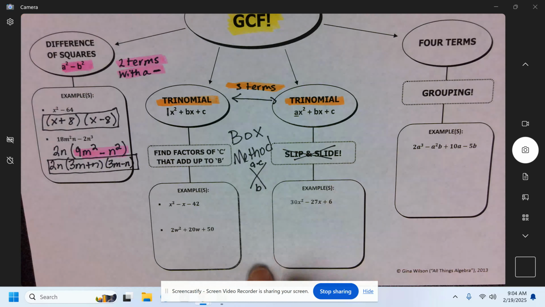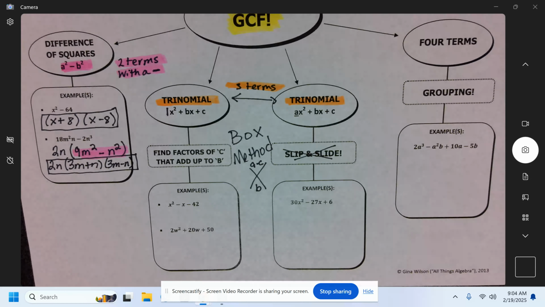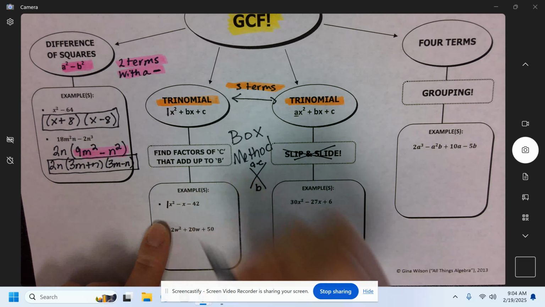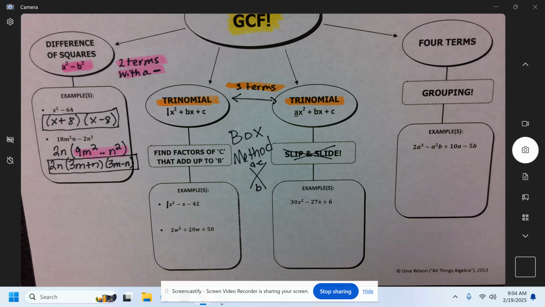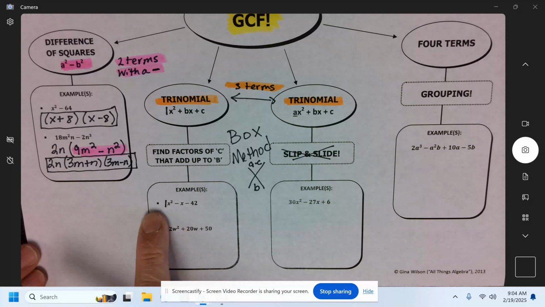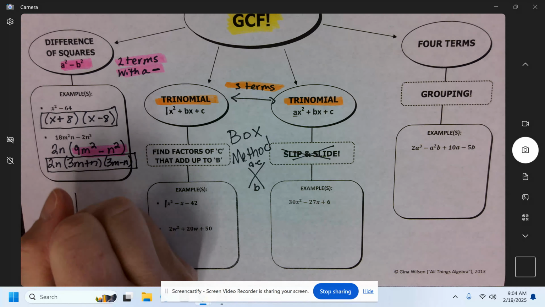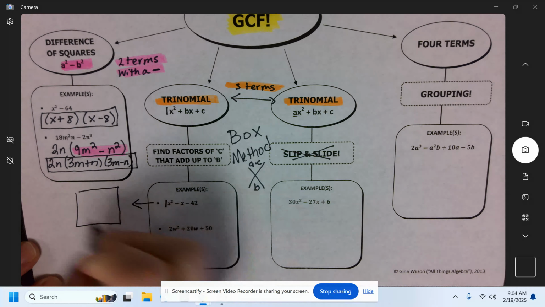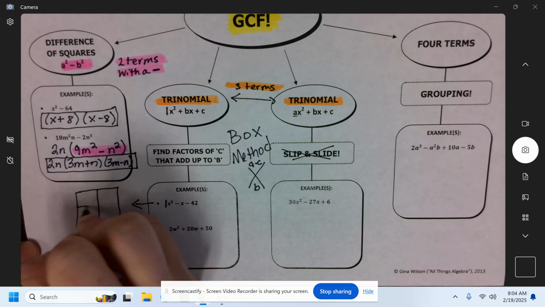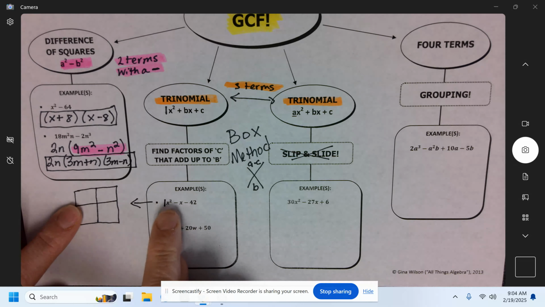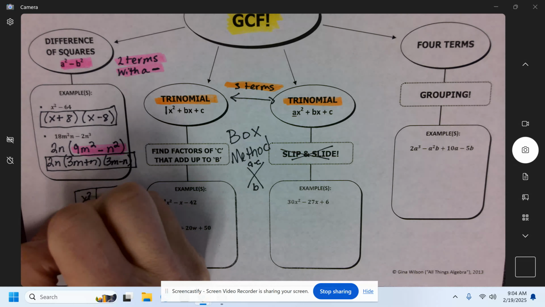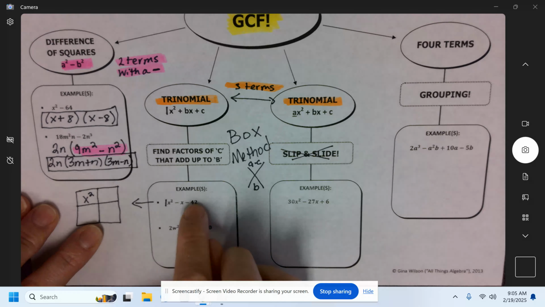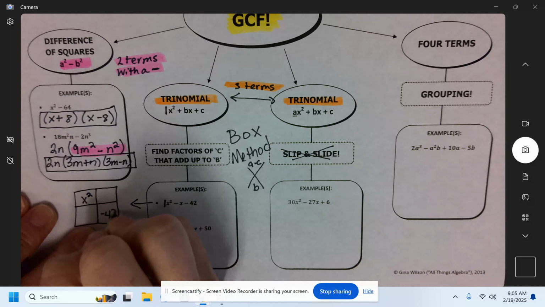All right? Now, as an example, let's look at this first one here. We notice that our coefficient here is 1, okay? We got a coefficient of 1, and I'm going to come out to the side here and work this. If we draw our box, I'll draw an arrow out here. If we draw our box, remember the top left box gets your first term, which is x squared. The bottom right box gets your last term, which is the negative 42.